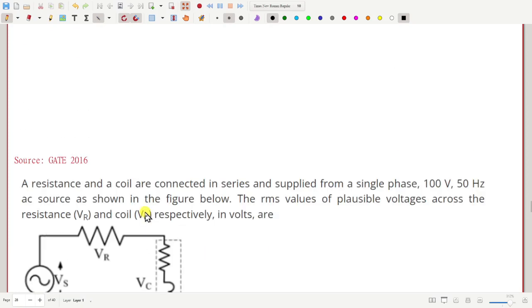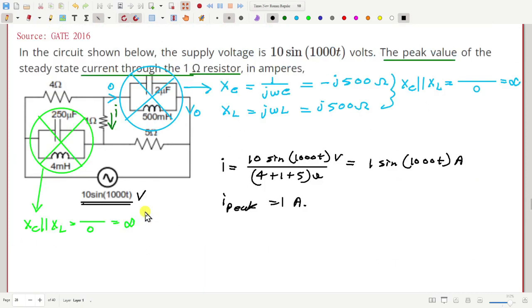Acha. Sir? Yes. Please, I think the 10 is given in RMS. Your voice is breaking. Please repeat. So the 10 sine 1000 t is there now. Is it not given in RMS value? Is the 10 not RMS? No, no. Why should it be?